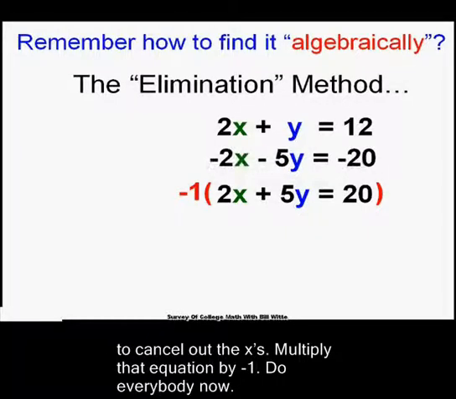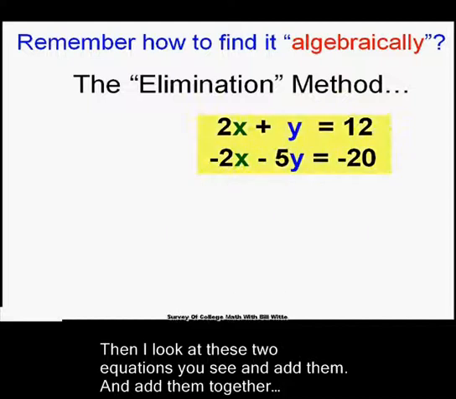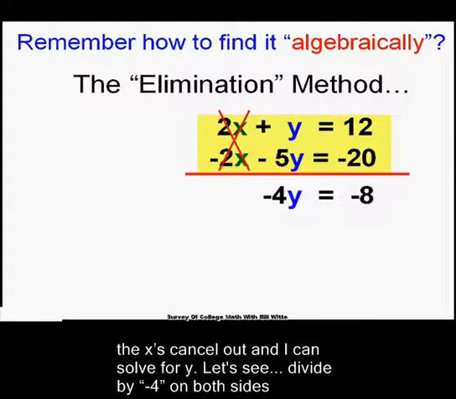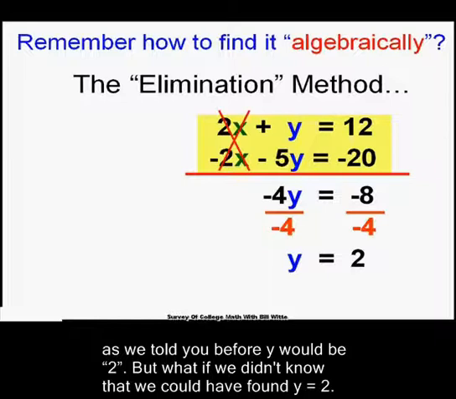And I'd get a negative. Of course, I've got to do everybody by -1. I get -2x, -5y, and -20. Then I look at these two and add them together. Hasta la vista, baby. The x's cancel out, and I can solve for y. I'm going to have to divide by -4 on both sides. And as we told you before, y would be 2.